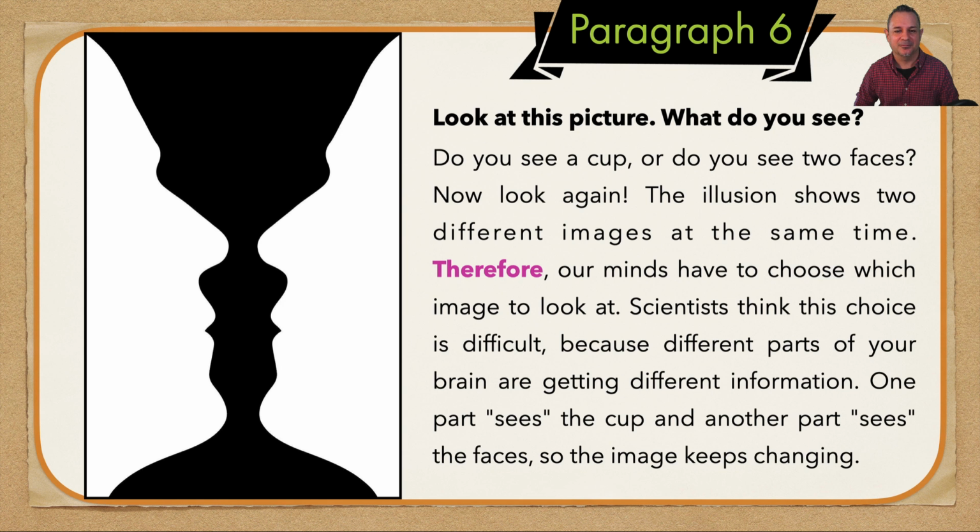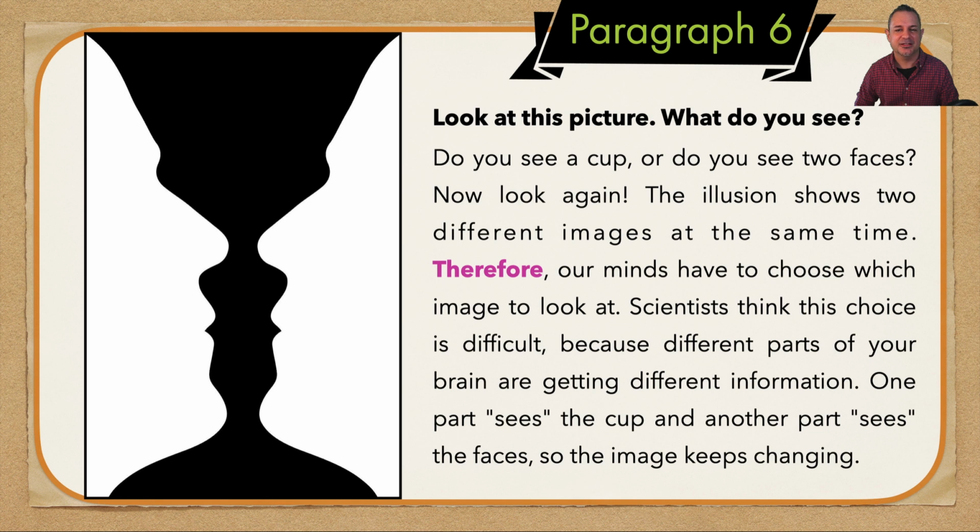Paragraph 6. Look at this picture. What do you see? Do you see a cup or do you see two faces? Now look again. The illusion shows two different images at the same time. Therefore, our minds have to choose which image to look at.